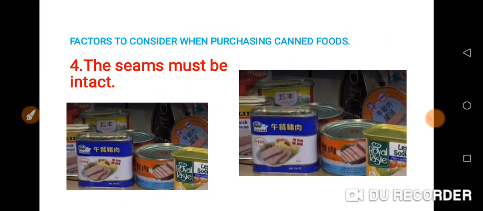Then the next factor, the seams must be intact. As you can see, the seam means where the can is joined together, and you can see the sides where the can is joined together. So the seams must be intact. There shouldn't be any opening before you buy any canned food.